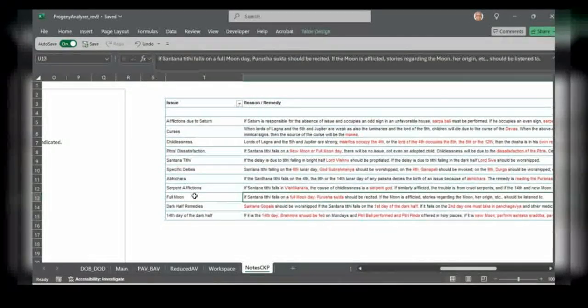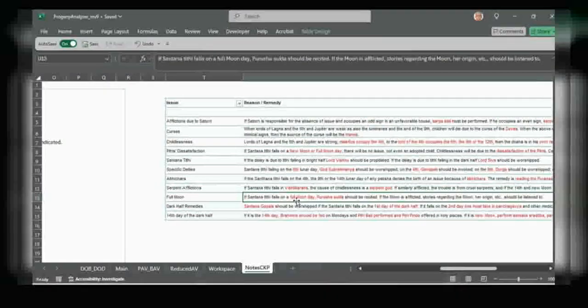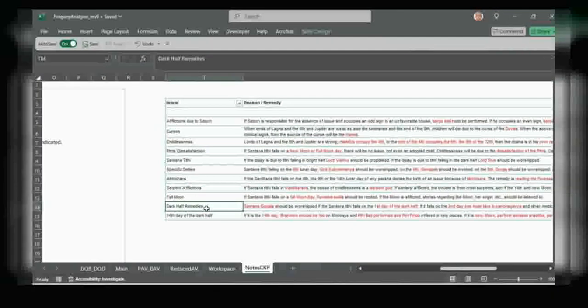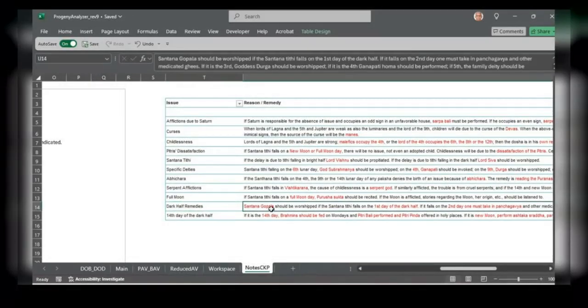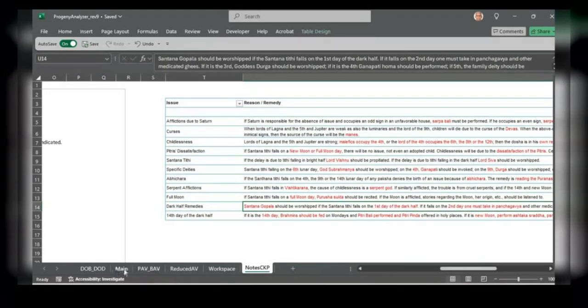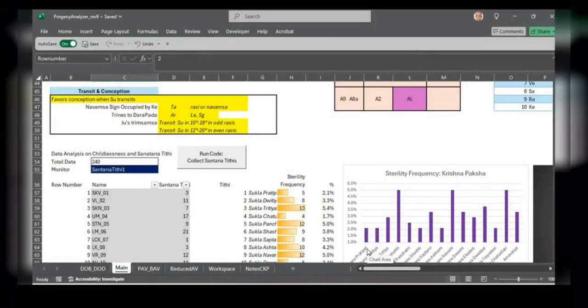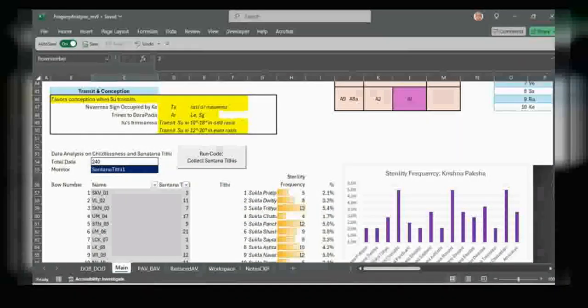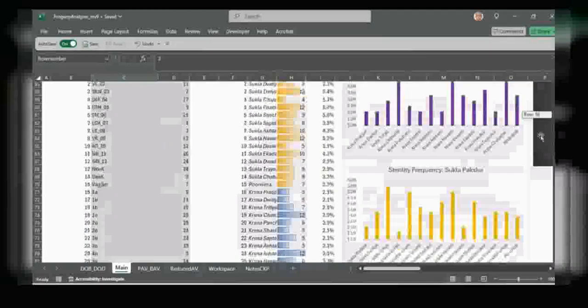These are also Sanatana Tithis. If it happens to be a full moon day, then Satyanarayana Puja on a full moon day is to be done. Remedies like the Santana Gopala mantra and all that would be helpful. Even if you see, you do get childlessness even in Pratipada, Dvitiya and all that.